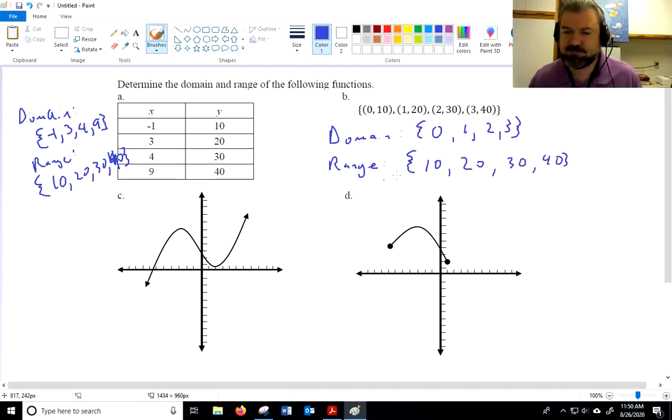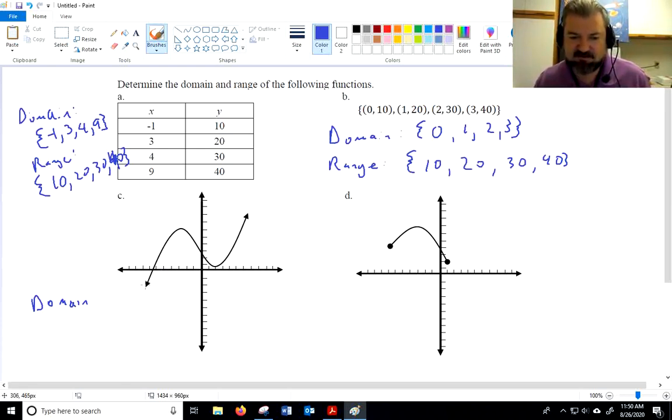All right, let's look at this one. Let's do the domain. We can use set builder notation, or we can use interval notation. But we can't just list numbers because this is an infinite amount of numbers in any one place. This is a continuous function. There's an infinite number of points in any one place, even if I didn't have these arrows.